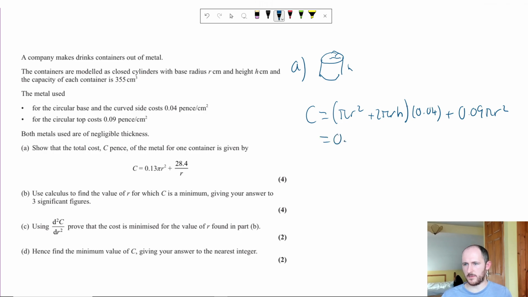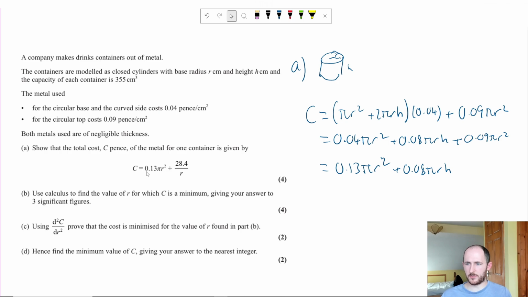So 0.04 pi r squared plus, that'd be 0.08 now if we times it by 2, plus 0.09 pi r squared. We can put the pi r squareds together, that gives me 0.13 pi r squared plus 0.08 pi r h. But again, we have that 0.13 pi r squared, we've got that already, but we need to get rid of the h. And it says the capacity is that.